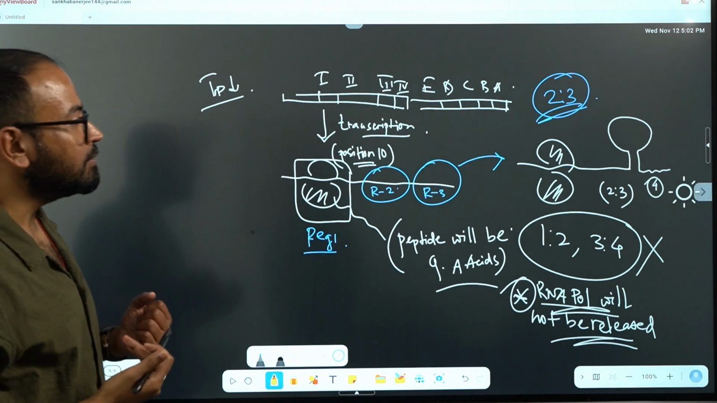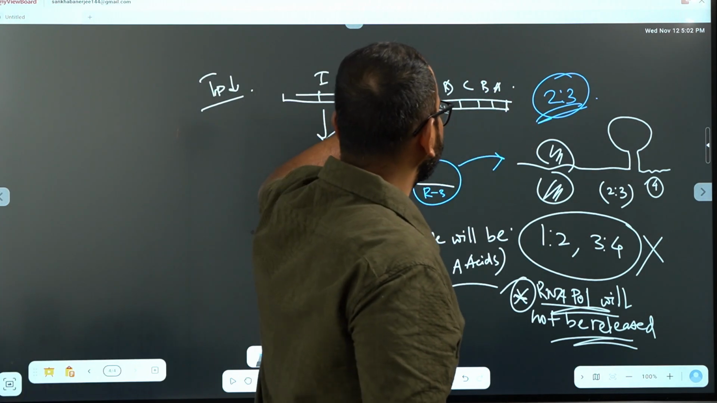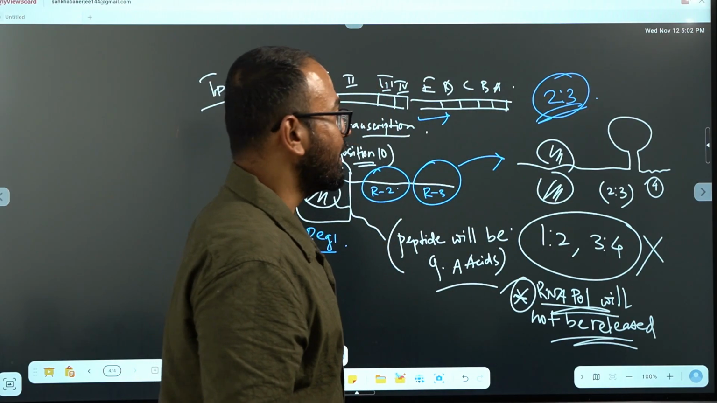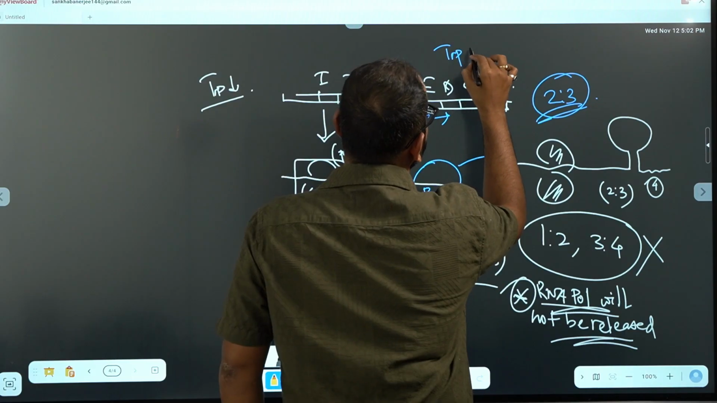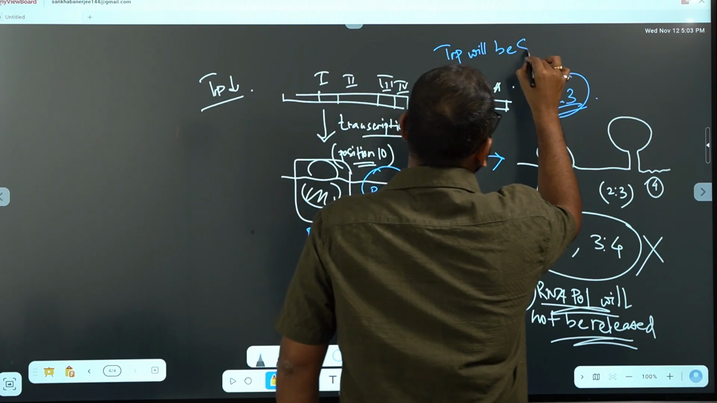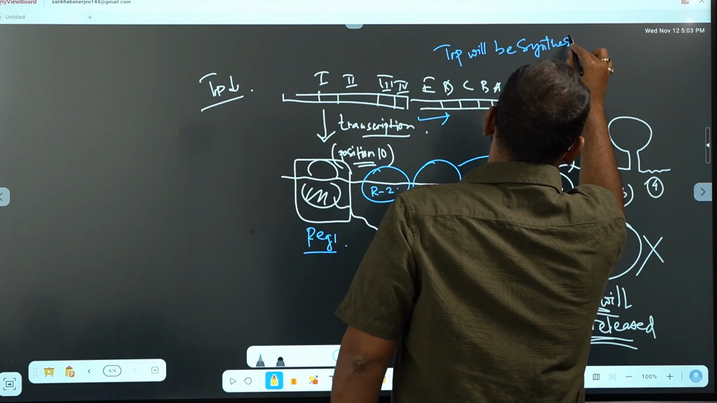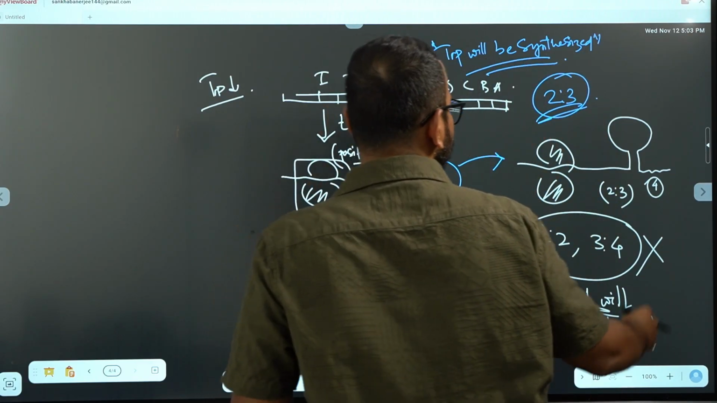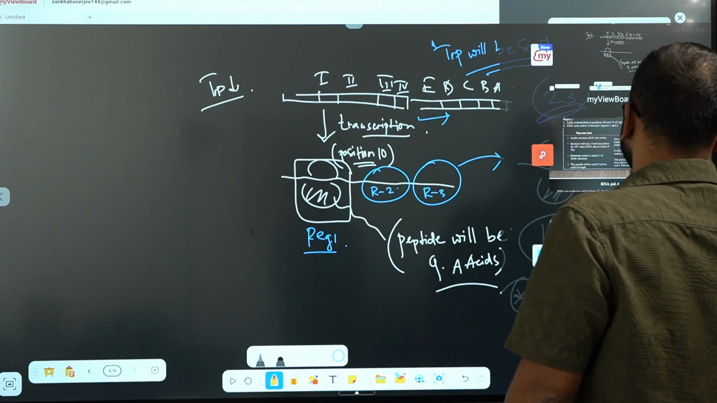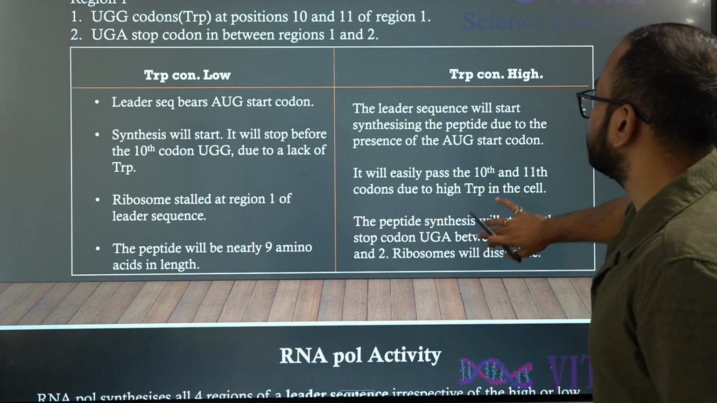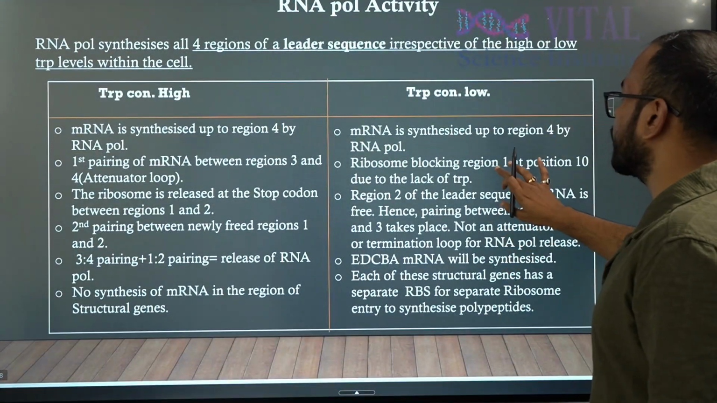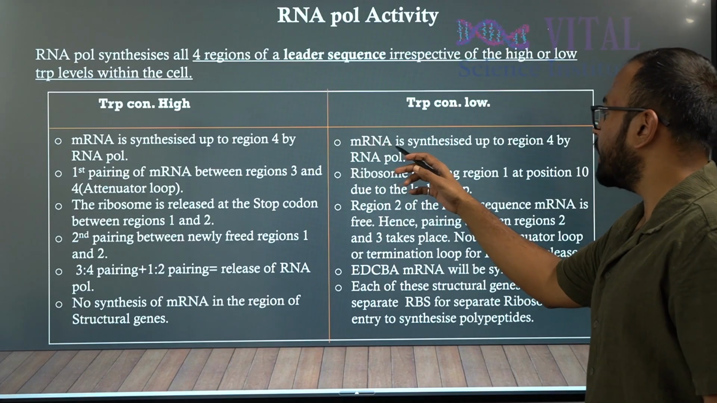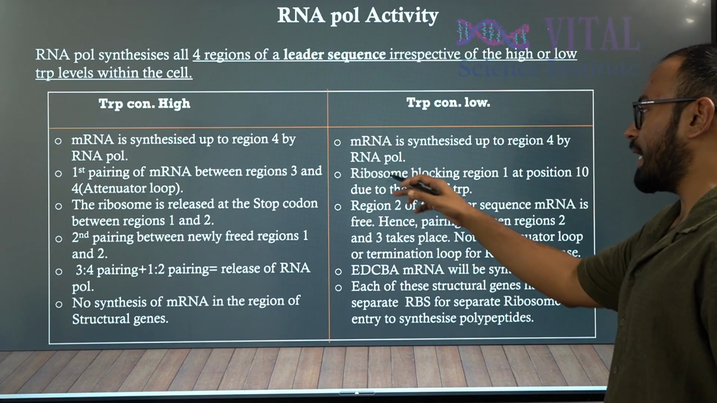What will happen when pairing between 2 and 3 is occurring? RNA pol will eventually synthesize all the structural genes, and hence tryptophan will be synthesized. This is how the regulation takes place when the tryptophan level is low. See, tryptophan concentration low means mRNA is synthesized up to region 4 by RNA pol.